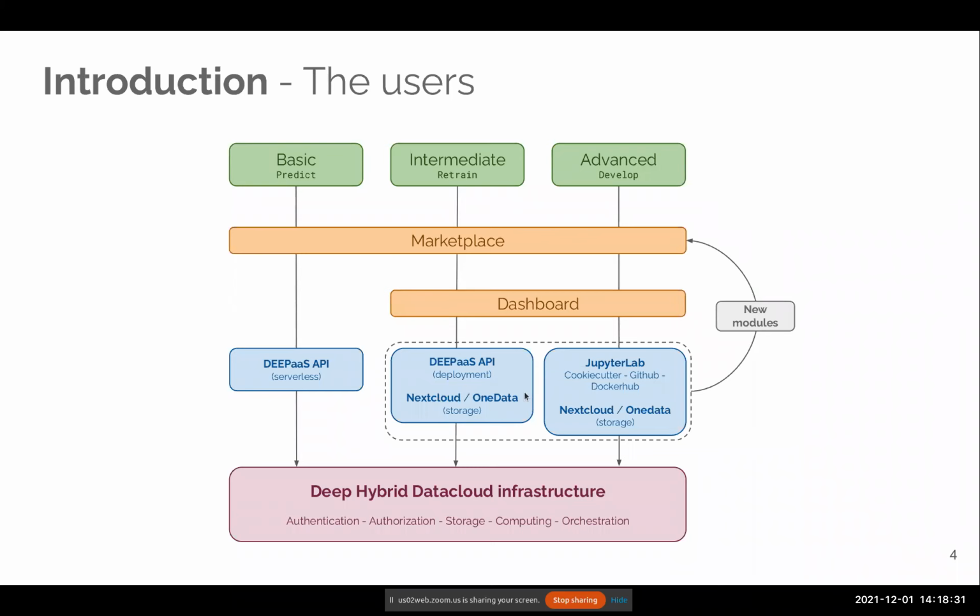With some data storage solutions like Nextcloud or OneData, which he will use for his own data set, and again he will retrain and feed back the new module to the community. And the advanced user is more or less the same, but of course he will need a development environment, probably something like a Jupyter Lab with some goodies, integrated with cookiecutter, like we will see, and then GitHub and Docker Hub to upload the model. We'll see all these steps detailed later.